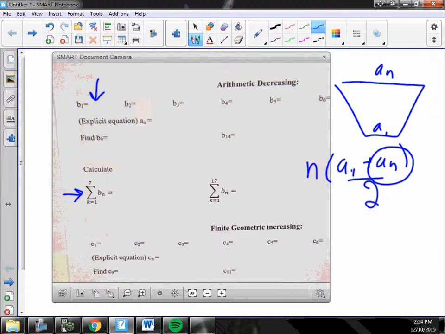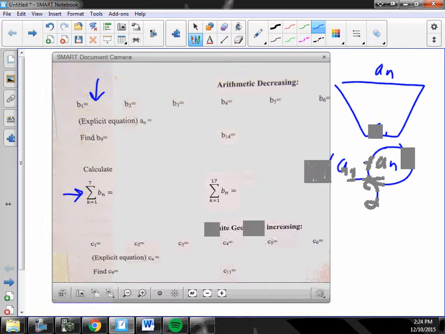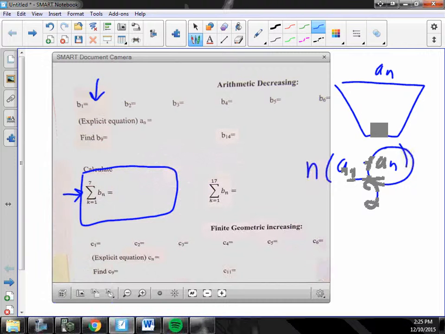How do you find the last number in the list? If you know the formula for the movie theater, how many seats are in the last row? How about for this one? How would you find the last row? Put 7 into the explicit equation. So you plug 7 in there, and then you times it by 7. That's the number of rows. So the arithmetic summation formula is the number of rows times the average of the first and last row.